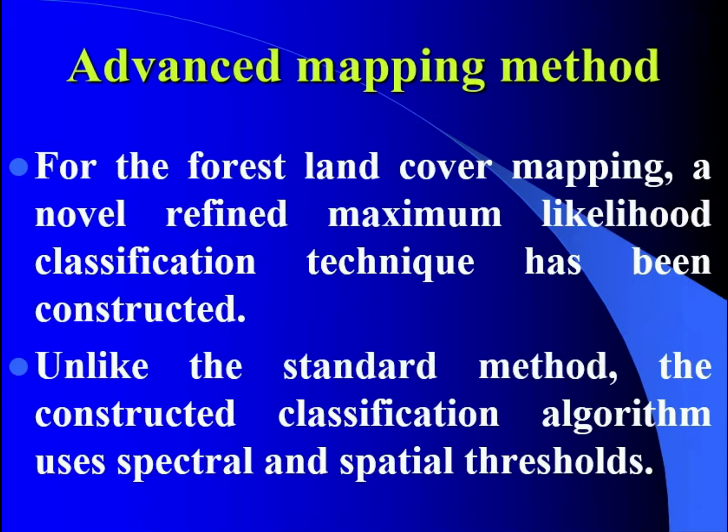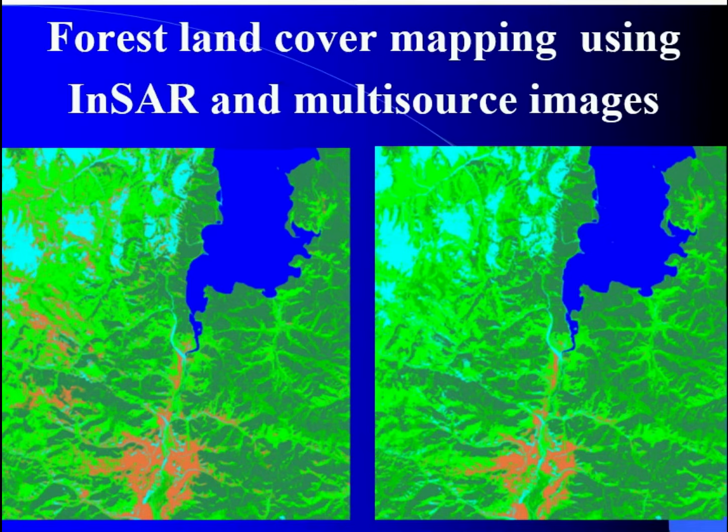And as the advanced mapping method, we have constructed a refined maximum likelihood classification technique, and unlike the standard method, this constructed algorithm uses spatial and spectral thresholds of the available land cover classes. Here you can see the results of the forest cover mapping using InSAR and multisource images. By multisource images, we mean the combined application of ALOS PALSAR products and Landsat visible and near-infrared bands.